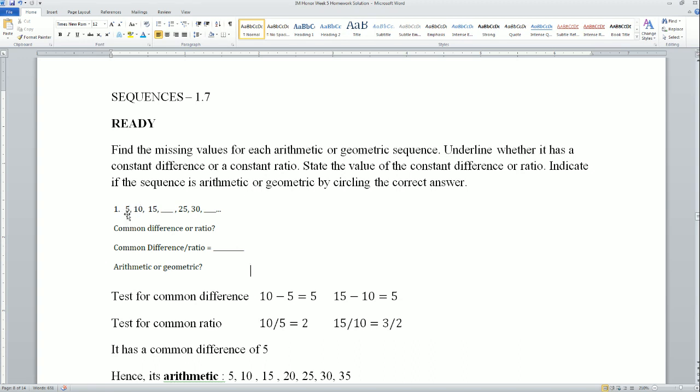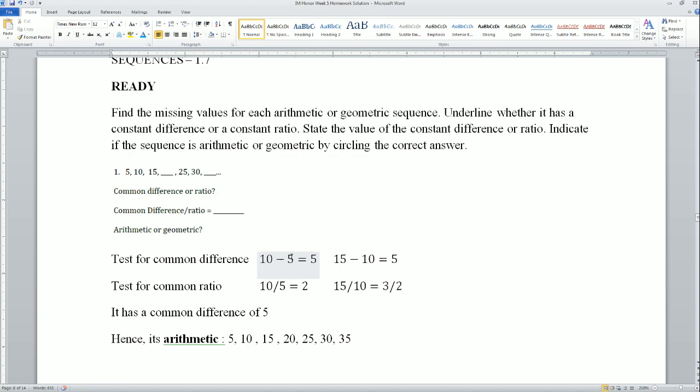Alright, so number one, we're given the sequence 5, 10, 15, blank, 25, 30, and blank. You want to test for both the common difference and the common ratio. How do we do that? We take the second term and subtract the previous term. So 10 minus 5 gets you 5. 15 minus 10 also gets you 5. Now we're going to test for the common ratio. That is finding the term divided by its previous term: 10 divided by 5 gets you 2. 15 divided by 10 gets you 3 over 2.